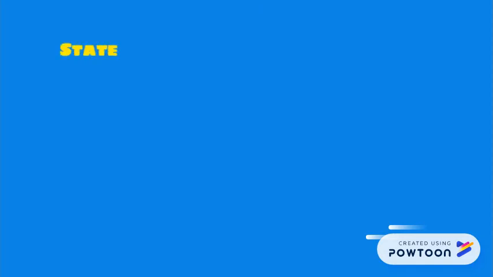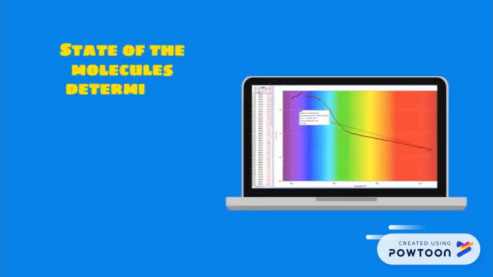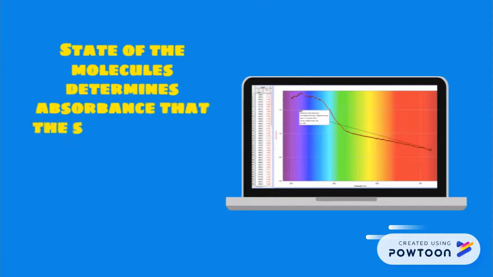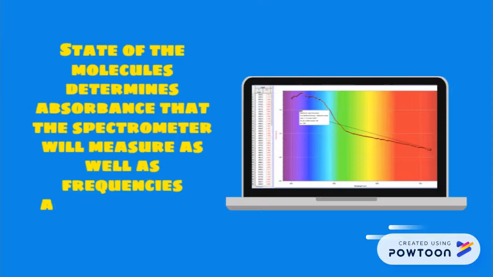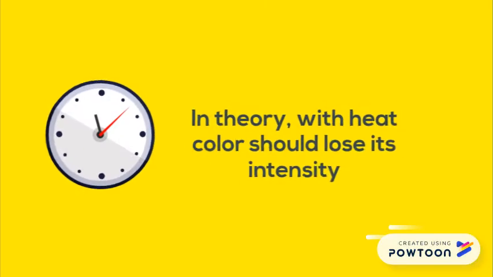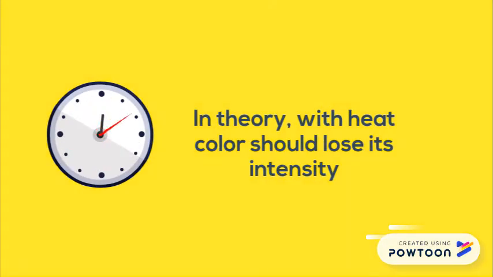The state of the molecules after microwaving or boiling the sample is what determines the absorbance that the spectrometer will measure, and therefore the frequencies that the sample absorbs. When the sample is heated, the pigments in the sample start to become pale as time passes. The spectrum therefore reflects less yellow.